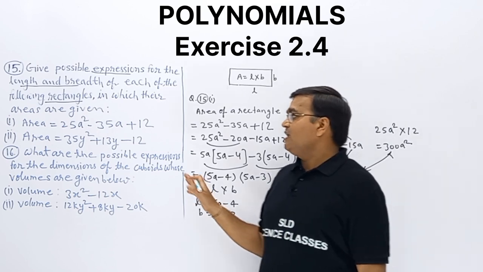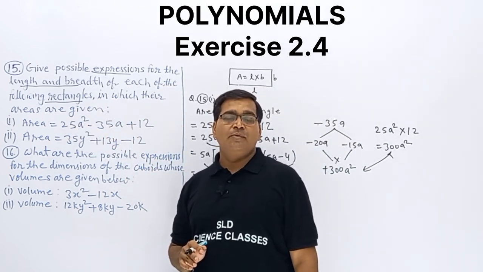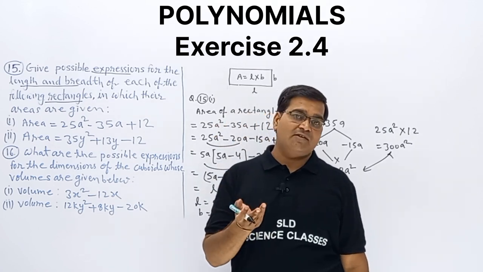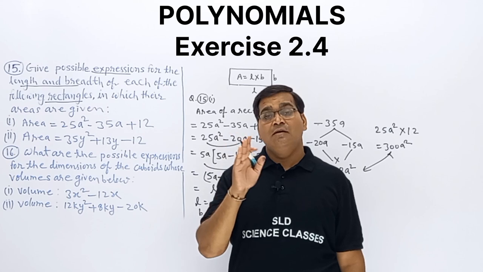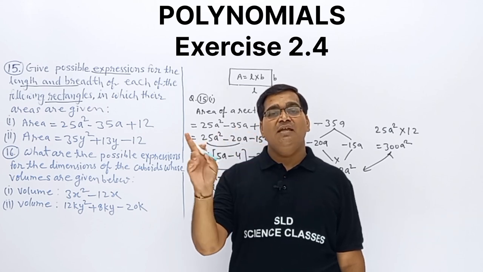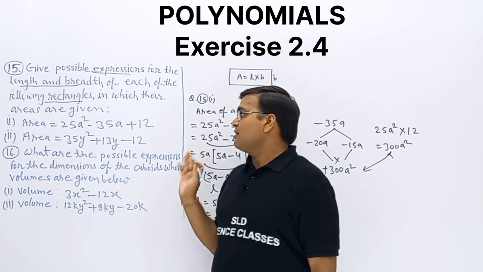The area expression is in quadratic polynomial form, so we will get two factors. One will be the length, and the other will be the breadth. Clear? That is the answer.